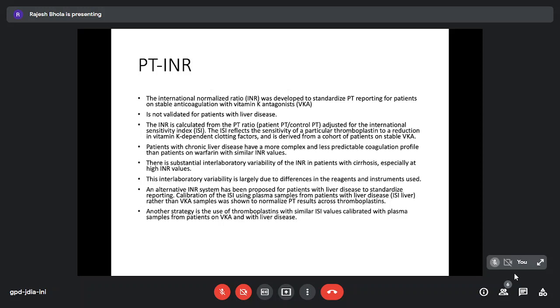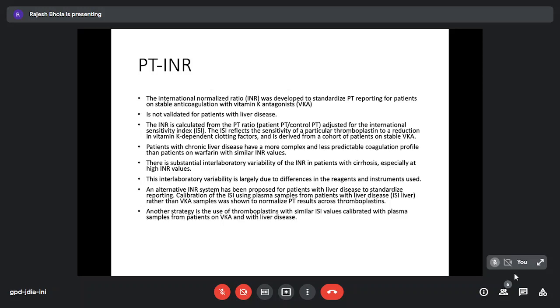And there can be an interlaboratory variability largely due to differences in the reagent and the instrument being used, or the methodology being used. That is the reason why an alternative INR system has been proposed for patients with liver disease to standardize the reporting, where the calibration of the ISI is done using plasma samples from patients with stable liver disease. So that is known as ISI liver.